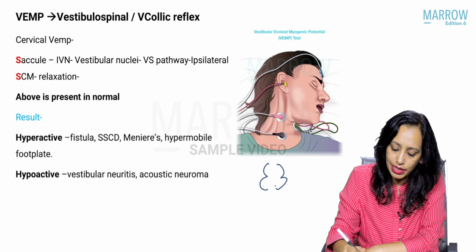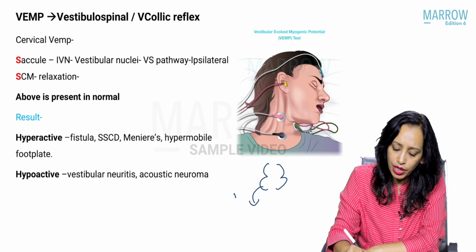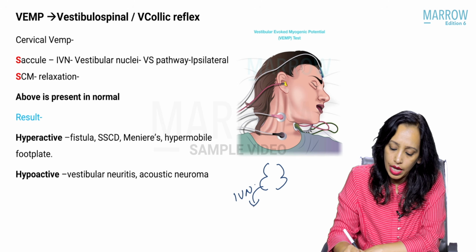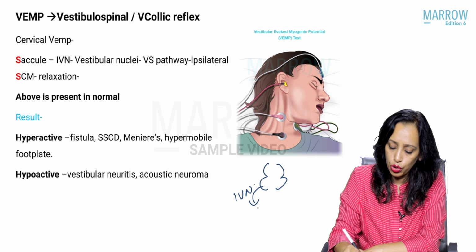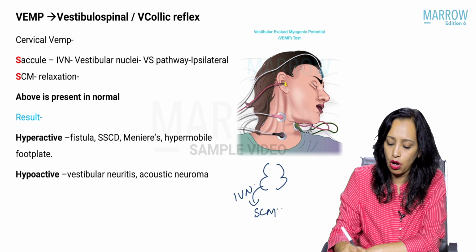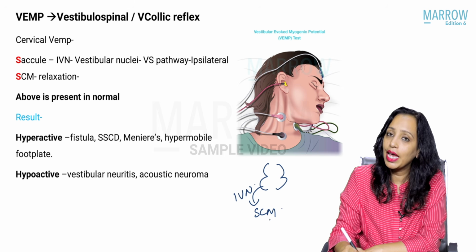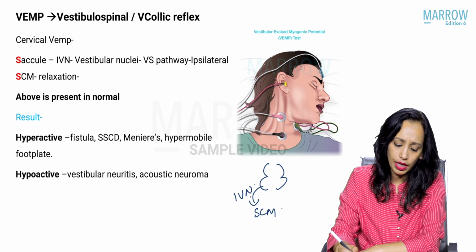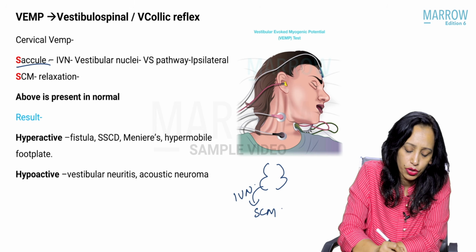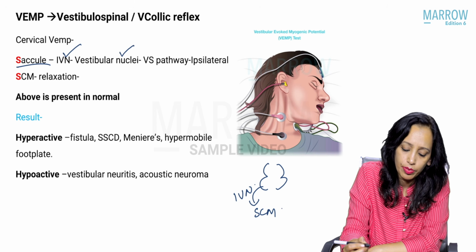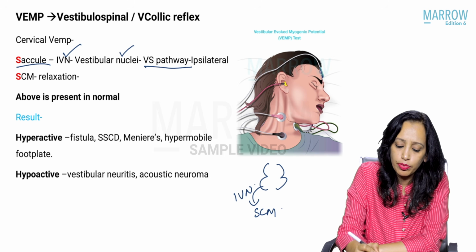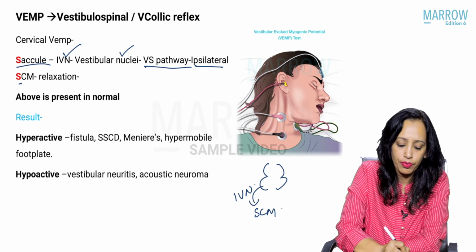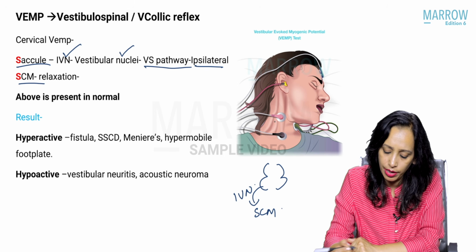We have the utricle and saccule. From the saccule, through the inferior vestibular nerve, the impulses go to the sternocleidomastoid muscle of the same side after passing through the vestibular nuclei. So what is the pathway? From the saccule through the inferior vestibular nerve, it goes to the vestibular nuclei, and then through the vestibulospinal pathway, it goes to the ipsilateral sternocleidomastoid muscle.